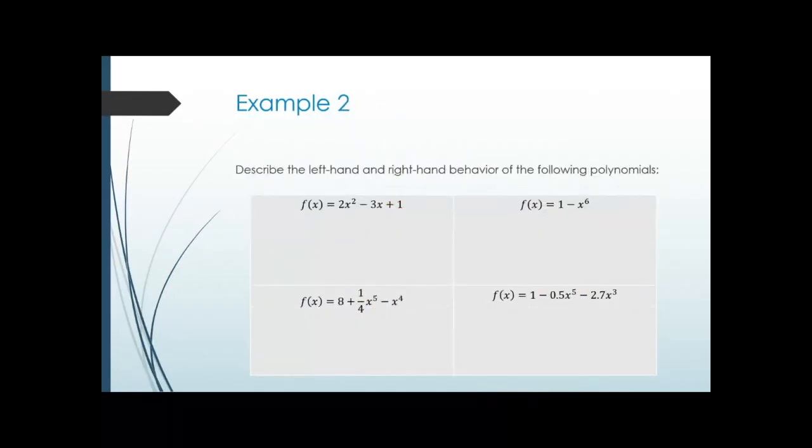So here we're going to just describe the left hand and right hand behavior of these polynomials. And we're going to do this basically just off of the degree and whether that coefficient for that is positive or negative.